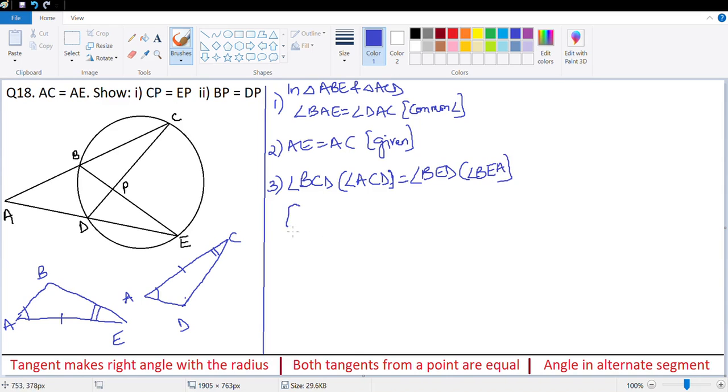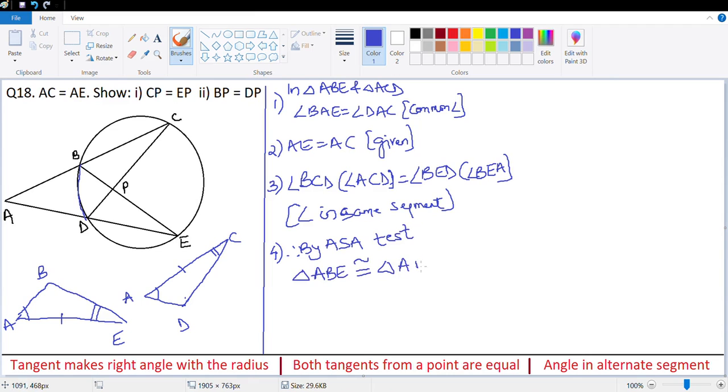Reason for this, angles in the same segment. So I looked at the segment BD, and these two angles will be equal, which means therefore by angle side angle test, I have triangle ABE congruent to triangle ADC. What this gives me is AB is equal to AD, CPCTC.